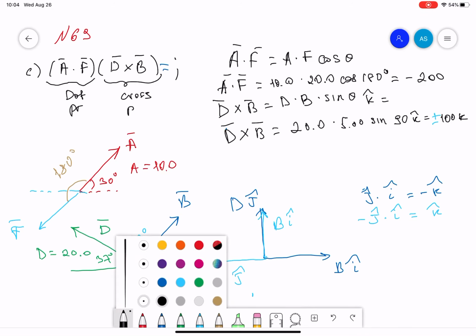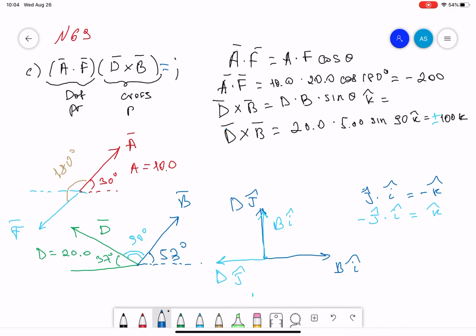And finally you just have to multiply them, which is minus 200 multiplied by plus or minus 100k vector. So the final answer you should get is plus or minus 20,000 k vector.